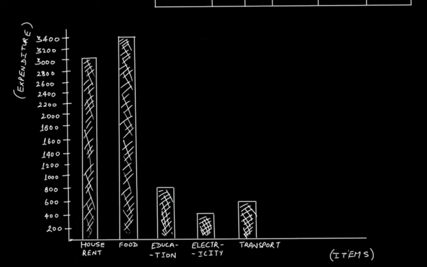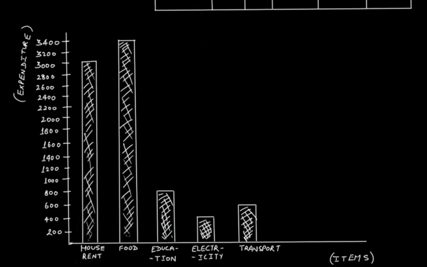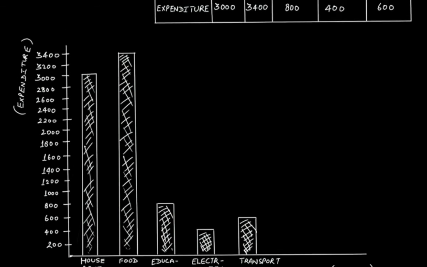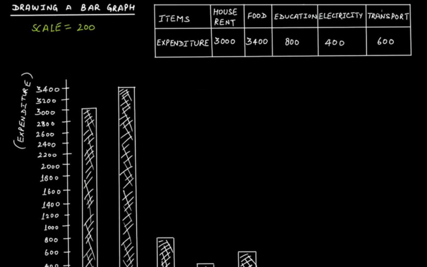On the horizontal line we have the items list. On the vertical line we have the expenditure list, and our scale is of 200, and here it is the bar graph. So this is the way we draw a bar graph using the information. Even if it is given in the form of a statement or in the form of a table, the most important part is choosing or selecting your proper scale.